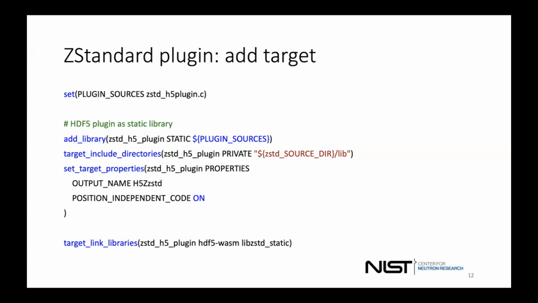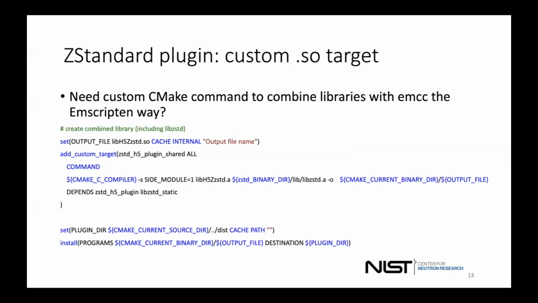And then at the bottom here, we use target link libraries to tell it which libraries I want to link in. And then in the end, I had to add a custom target so that I could do something a little bit non-standard in CMake, which is to run emcc, which is the emscripten compiler, again, after it had compiled the static libraries and combined them into a shared library. I couldn't find a built-in CMake command to do that, so I just added a custom target. And so then it just pulls those together using the side module flag. You can see under CMake C compiler, -s SIDE_MODULE, lib h5z ZStandard, et cetera. That's what tells it to build it as something that's dynamically linked.